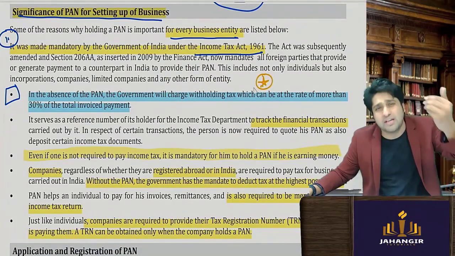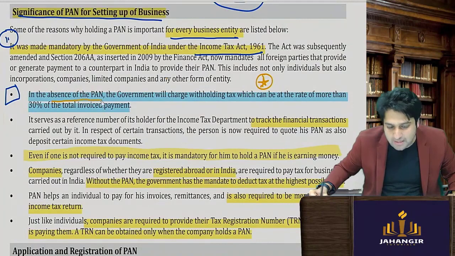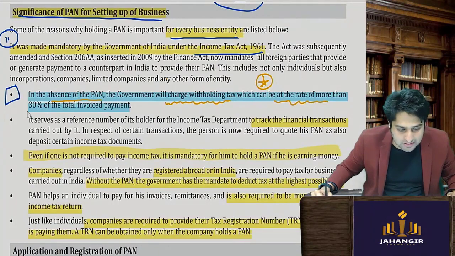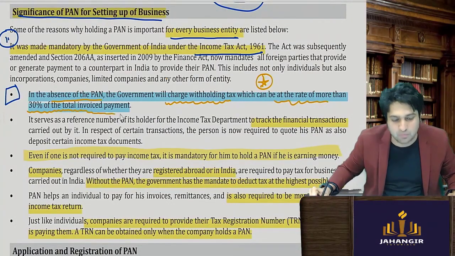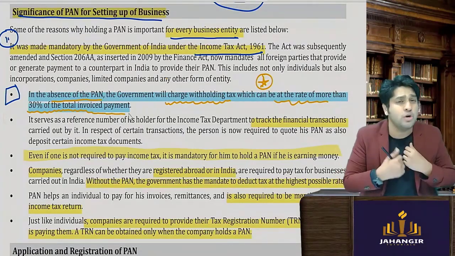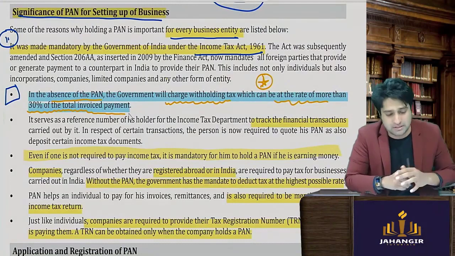If I don't take the PAN card, what will happen? In the absence of a PAN card, the government will charge a withholding tax at a rate of more than 30% of the total invoice billed. So if I don't have a PAN card, then the government will tax 30%.